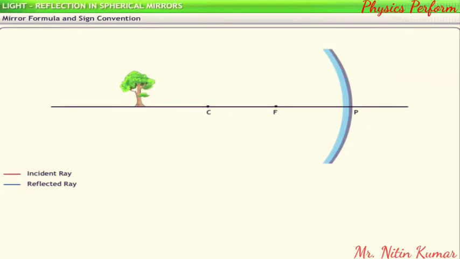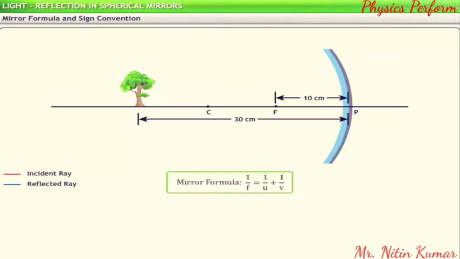Suppose an object is placed in front of a concave mirror. The distance between the object and the mirror is 30 centimeters. The focal length of the mirror is 10 centimeters. How will you find the position of the image? The object distance, image distance, and focal length in a spherical mirror are related. The mirror formula defines the relationship between these aspects.